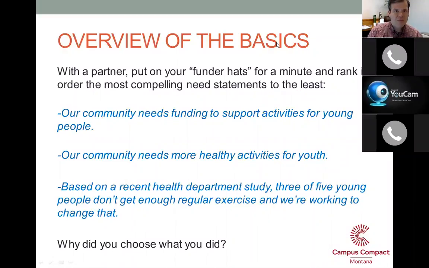So some of the basics. If you were to put on your funder hat, like if you were a person that worked at a foundation or a government agency that gave out dollars, I'd like you to rank these in order in terms of the most compelling need statement to the very least. So we have three examples of a need statement here. Our community needs funding to support activities for young people. Our community needs more healthy activities for youth. Based on a recent health department study, 3 of 5 young people don't get enough regular exercise, and we're working to change that.